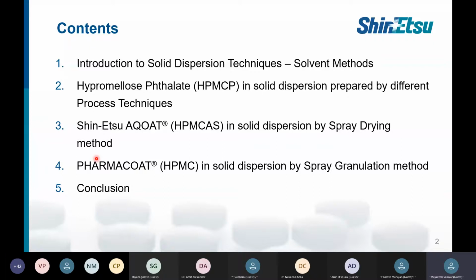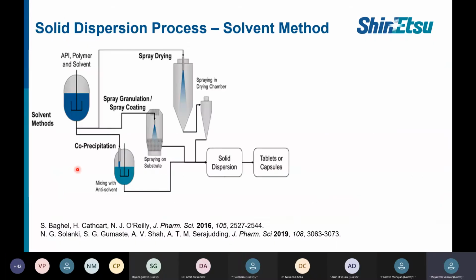So hope the slide is clear. So I am on the slide where you can see the solid dispersion process solvent method. Is it visible, Nilesh? Yes, it's visible.